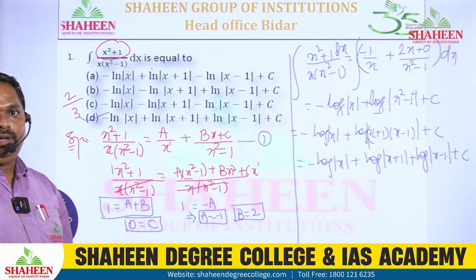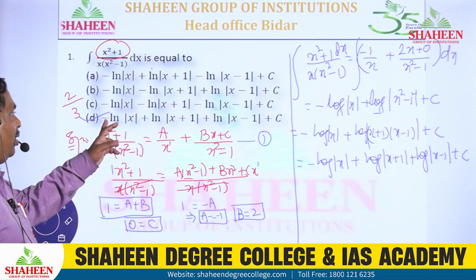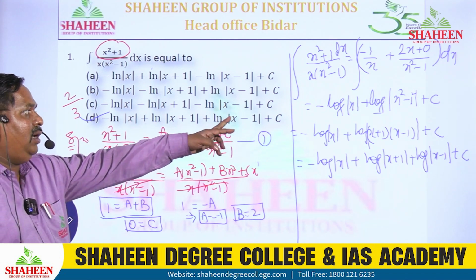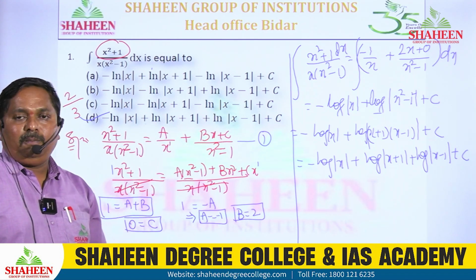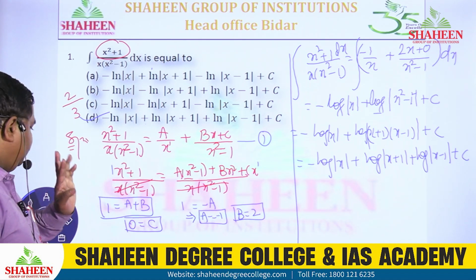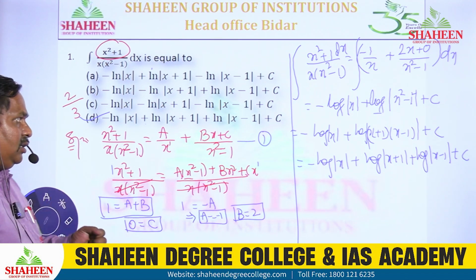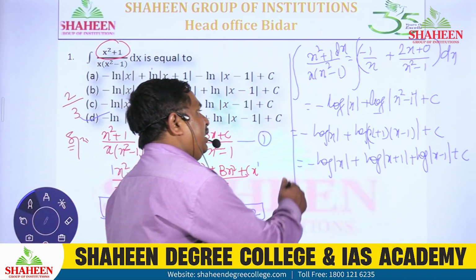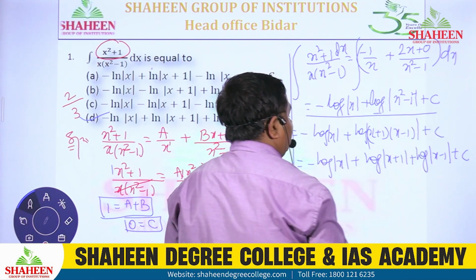Fourth option is correct. Minus log x plus log x plus 1 plus log x minus 1 plus c is the correct option, and that is the fourth option. Okay, do one thing, on integrating we are getting this option.